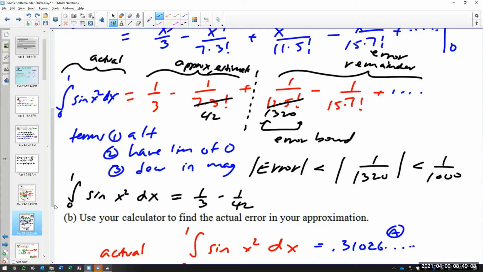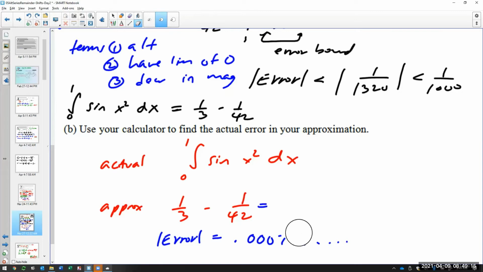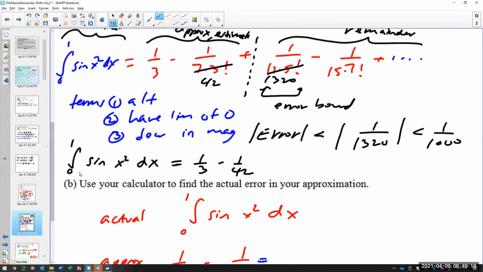If I wanted to approximate it, the actual value is going to be your left side here. So the actual value is the left side here.